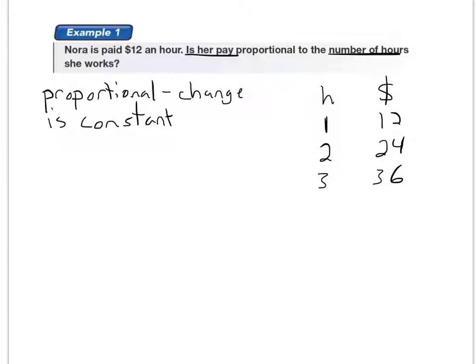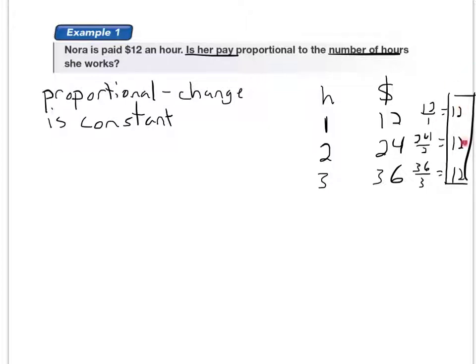Okay? Well, if her pay is proportional to the number of hours she works, that means that the change in between is going to be constant. So what I mean by that is if I take her number of dollars and divide it by her number of hours, that should never change every time I move down the table. So 12 divided by 1 should be the same as 24 divided by 2, which should be the same as 36 divided by 3. Well, I know 12 divided by 1 is 12, and 24 divided by 2 is 12, and 36 divided by 3 is 12, and look at that number right here.